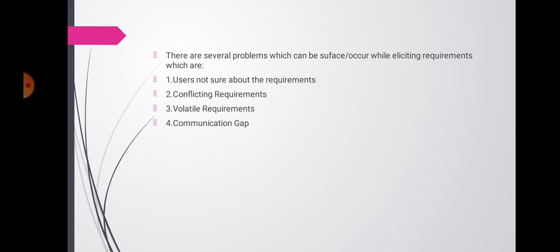And last is communication gap. Even if the end users and stakeholders are clear about the need for developing the new system, they may find it difficult to express it in a concrete manner due to their less exposure to computing systems, and they may state the requirements in an ambiguous or non-testable fashion. These are the several problems which can surface while eliciting requirements.